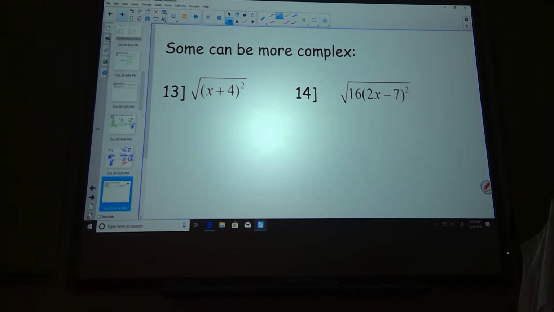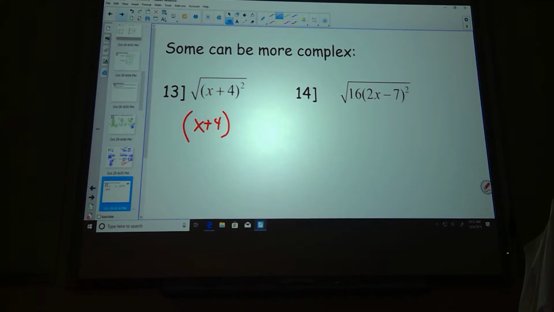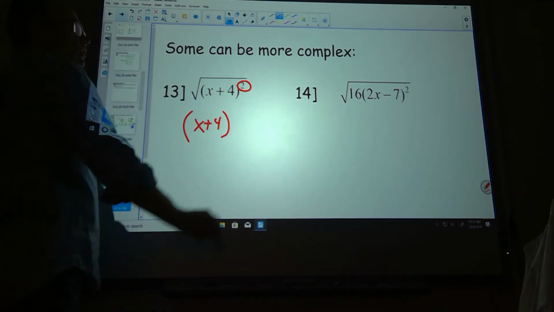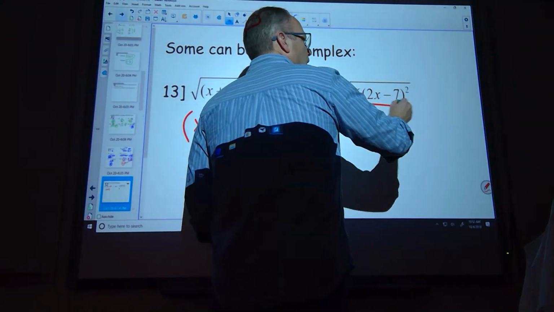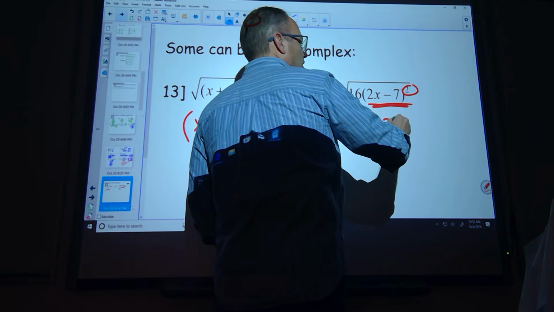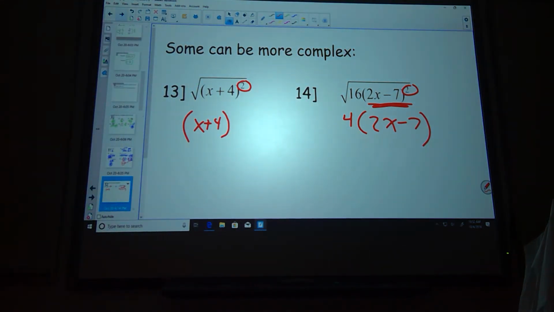Hey, how many x plus 4s are we multiplying together? 2 of them. So is x plus 4 quantity squared a perfect square? Yes. So that just means that this answer is x plus 4. We're done, because the radical and the square cancel each other out. Now this one, I know square root of 16 is 4. And the square root of this, because of that, is just going to be 2x minus 7. I'd say leave it like that. Some of you might be like, hey, can I have 8x minus 28? Sure. Is it right or wrong? It's correct. Which do you prefer? I don't care. It's your choice.